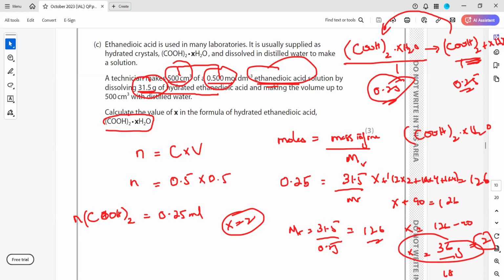Is it clear, this one? Any doubt? Any question or doubt here?